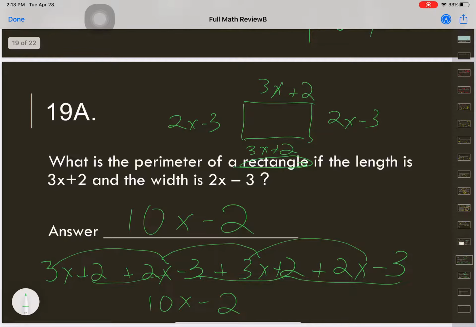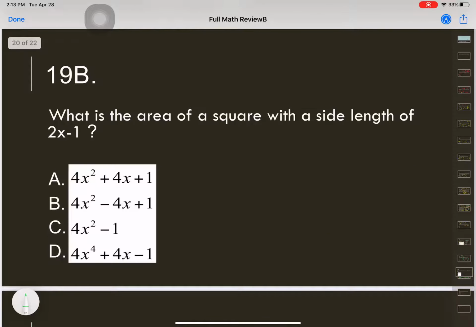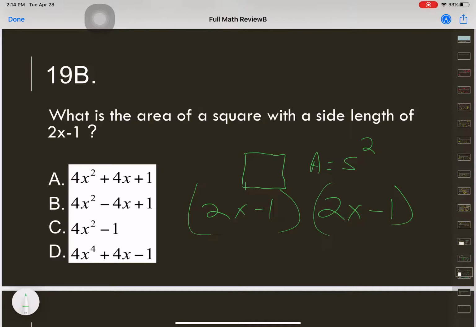I thought I had a second problem on that, but apparently I don't. Oh, there it is. What is the area of a square with a side length of 2x minus 1? So on this one, it's a square. And what that is, area of a square is side squared. So I've got to say 2x minus 1 times 2x minus 1. Guess what? This is a quadratic equation. They don't tell you that at the very beginning, but they want you to see if you can multiply it out. So you got to go first, outer, inner, last.